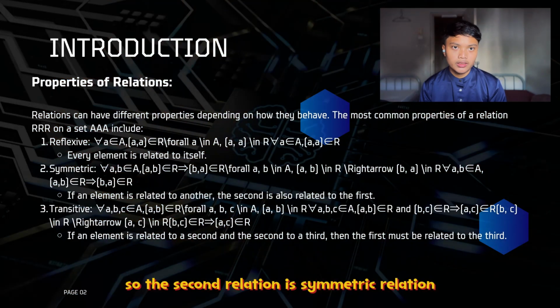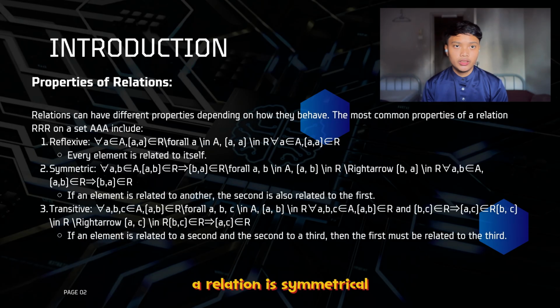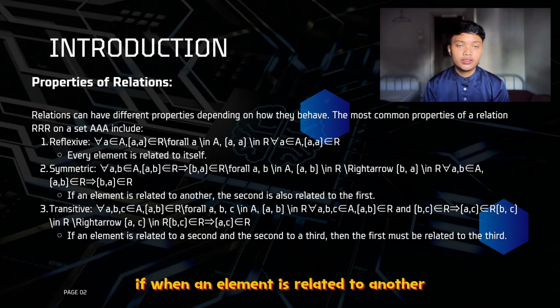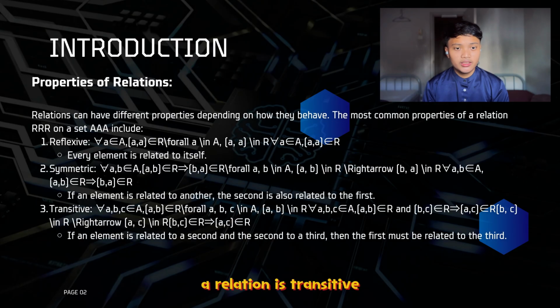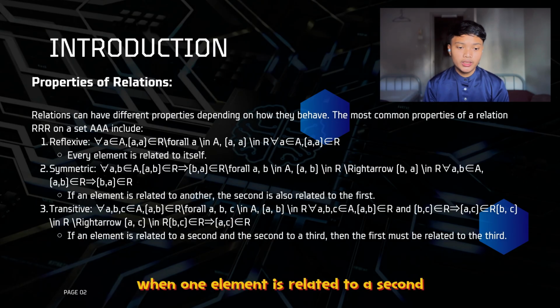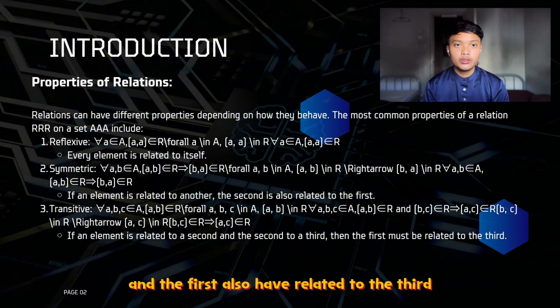The second is symmetric relation. A relation is symmetric if when an element is related to another, the second is also related to the first. The third is transitive relation. A relation is transitive when one element is related to a second and the second is related to a third, then the first is also related to the third.